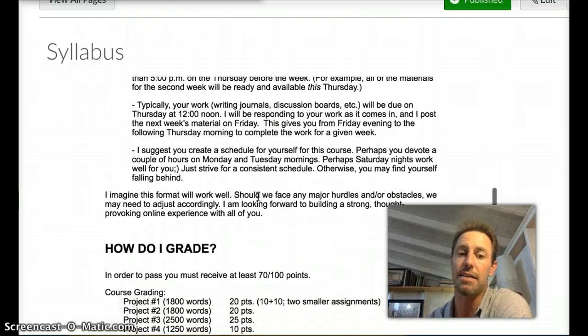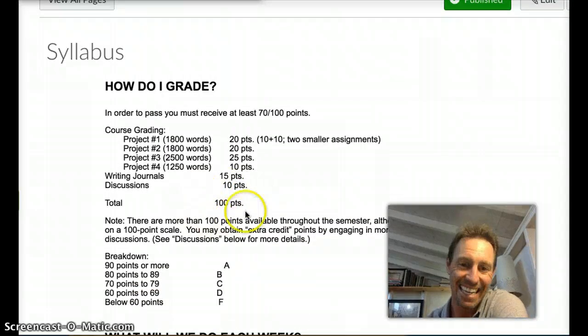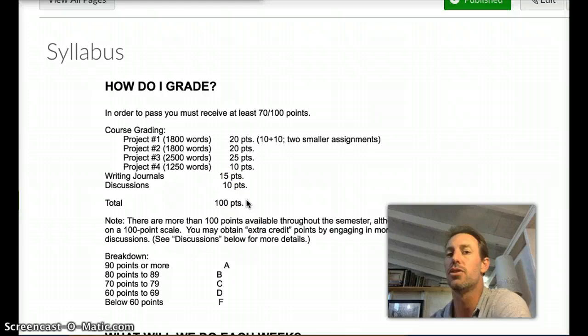And again, I try to make my course as streamlined as possible, and you can see that here if you see where it says 100 points. The entire course is worth 100 points. And so there are 75 points for the 4 major assignments that you do. There are 15 points for the writing journals that are done each week, and there are 10 points for the discussion boards. And so I have tried to make it as simple as possible.